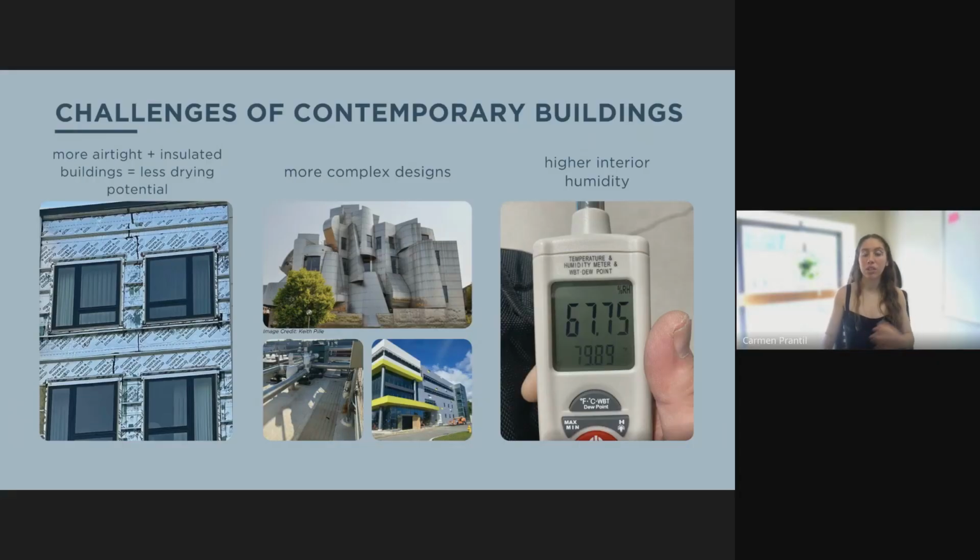And then once it looks less soul crushing, you stick a ton of holes in it for natural light and maybe some mechanical ventilation to help with the whole more airtight and more insulated, less drying potential trend that I've just discussed.